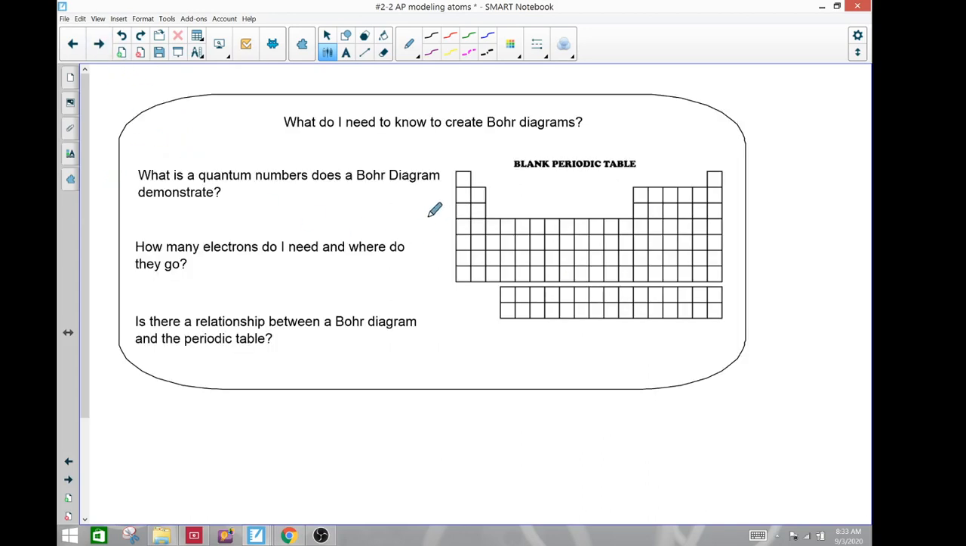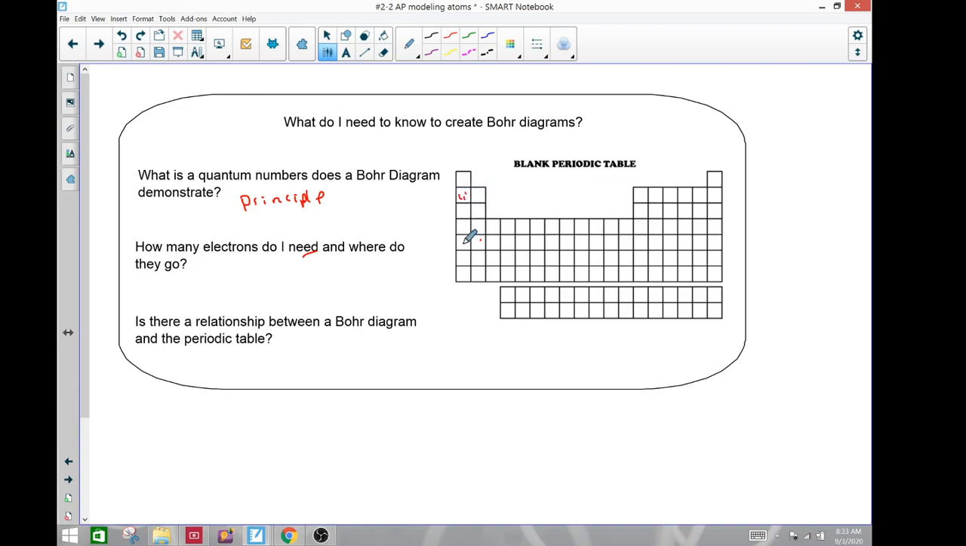Moving along here. Okay, what do we need to know about doing lots of Bohr diagrams? I don't always want to use my Aufbau chart. I want to use the periodic table. So just the principle, like I mentioned. How many electrons do I need, and where do they go? If I'm going to do one, let's take, for example, lithium right here.